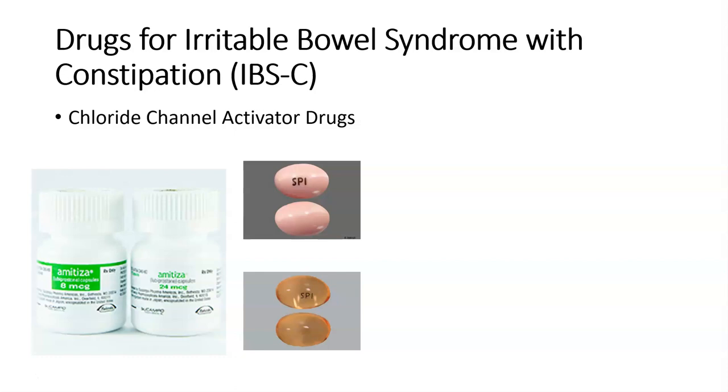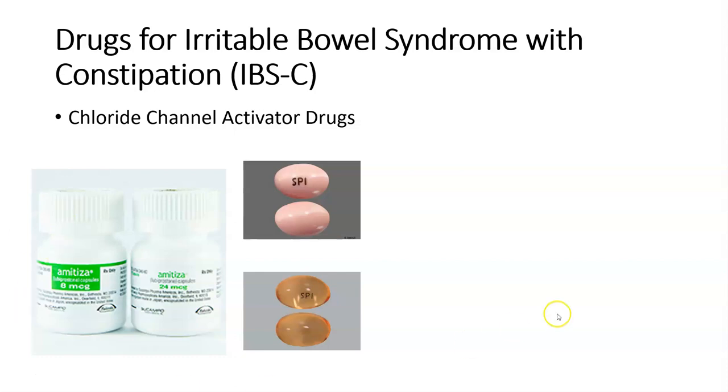So when we talk about drugs for IBS-C, we use chloride channel activator drugs. Here we have Amitiza, which is lubiprostone. So this is actually a prostaglandin agonist drug as well. And it works by bringing in fluid to soften up the stool and get it moving through.